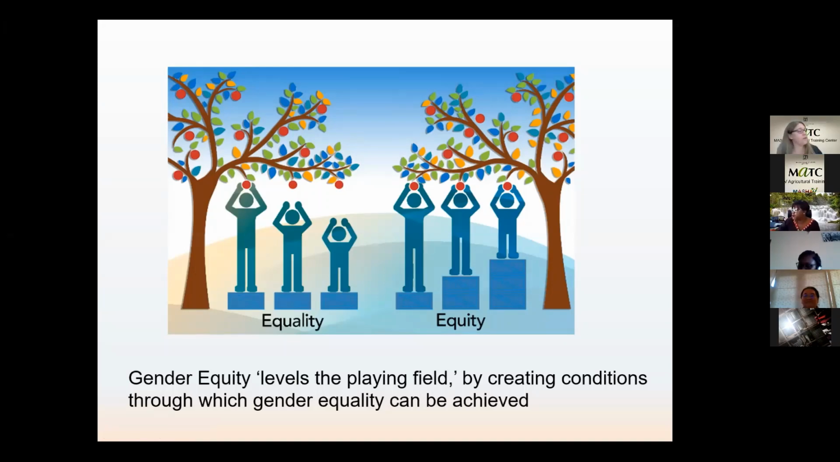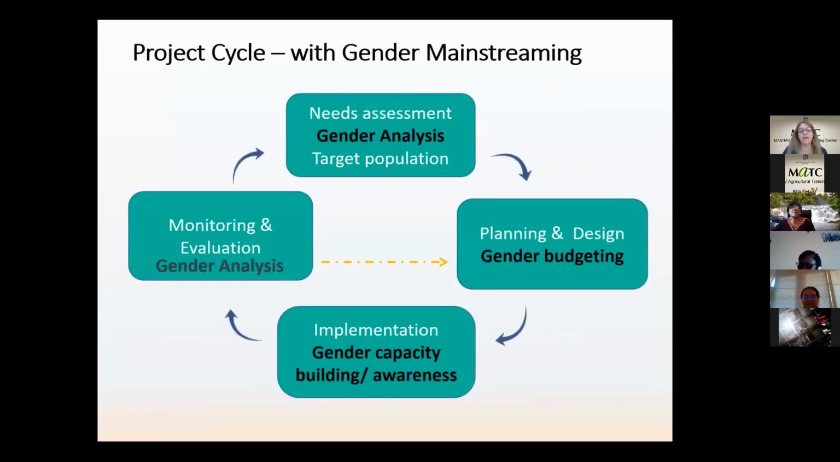So let's now talk about ways of integrating gender, or what we call gender mainstreaming, into agricultural programs and projects. Here you see an example of the project cycle with gender mainstreaming. Gender mainstreaming in a project is actually making sure that both women's and men's needs are an integral part of the project cycle so that both can benefit and so that inequalities are not perpetuated. In order to do this, a gender approach needs to be employed in all phases of the project.